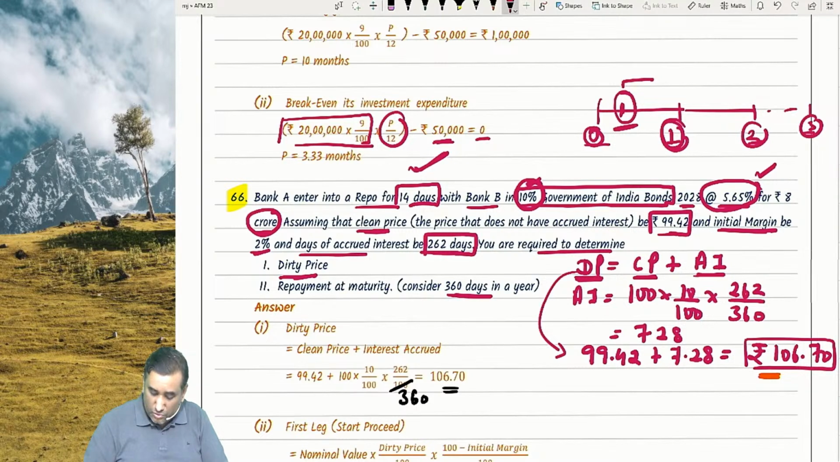So when we try to solve it out, my accrued interest would be on face value. AI is accrued interest: 100 into 10 by 100 into how many days lapsed? 262. That means it's 7.28. So my clean price was 99.42 plus this. That means my value of the bond today should be what? 106.70. That's the first part answer.